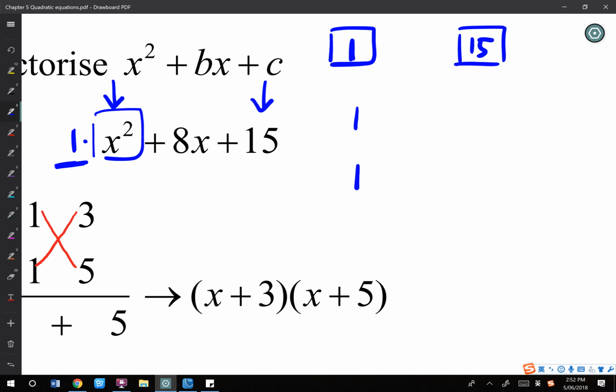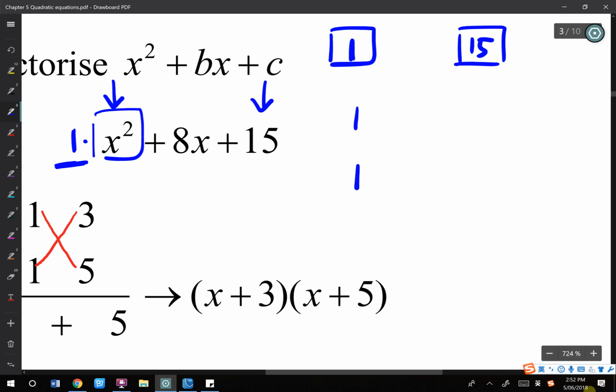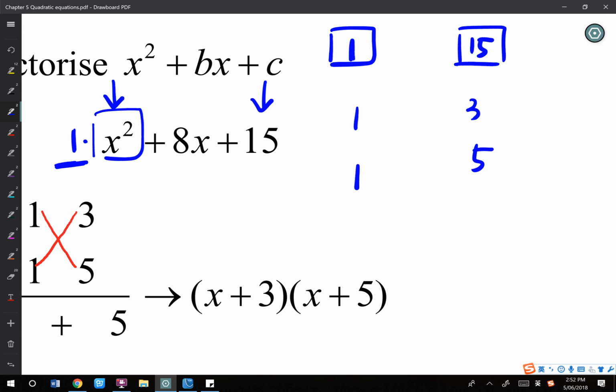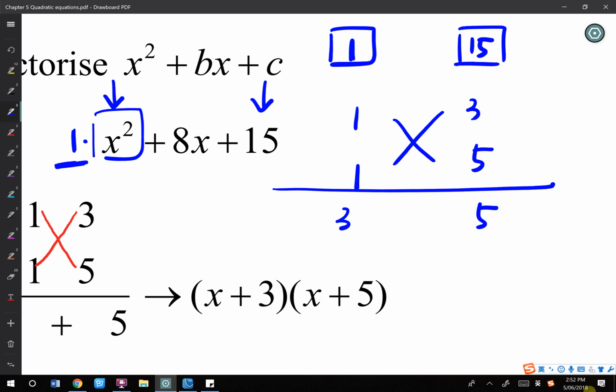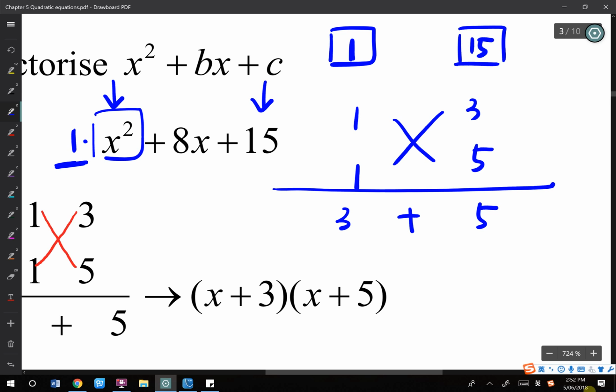Well, 1 and 15 is kind of separate too much. It's not going to give you 8. So we put 3 and 5 here. Well, you can put 1 and 15, but we need to check: does that satisfy the next step? So we cross multiply them, multiply, and we add the result. That gives you 8. That's just good.